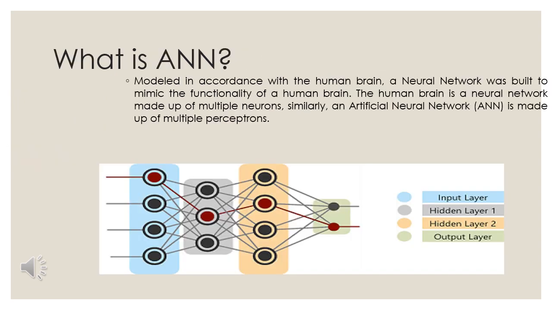Now, we must have a question, that is, what is an NN? Modeled in accordance with the human brain, a neural network was built to mimic the functionality of a human brain. The human brain is a neural network made up of multiple neurons. Similarly, an artificial neural network, that is NN, is made up of multiple perceptrons. So you can see these things in the diagram. There are three important layers: one is the input layer, the hidden layer, and the output layer.